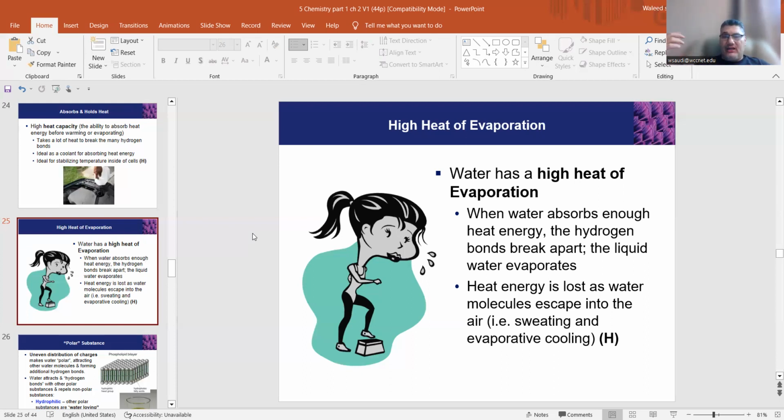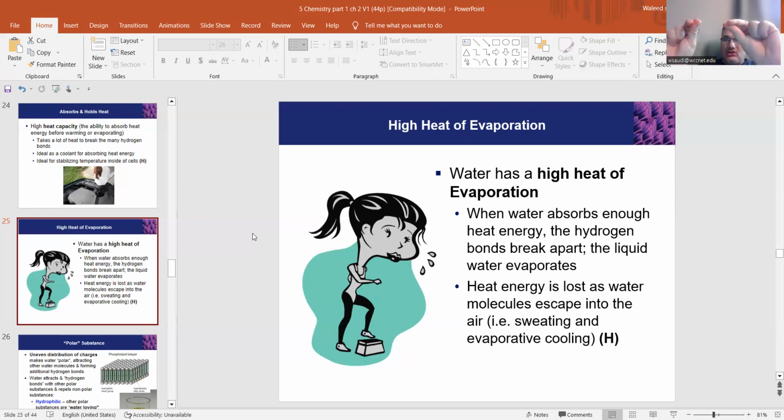And when you say evaporate, it means the hydrogen bonds break down. Let me remind you again. Water is one oxygen and two hydrogen. They make a covalent bond. But oxygen is sharing two, hydrogen is sharing one, and the other hydrogen is sharing one. What does that mean? It means that oxygen is not equally sharing as hydrogen. So oxygen in this case will be slightly negative.